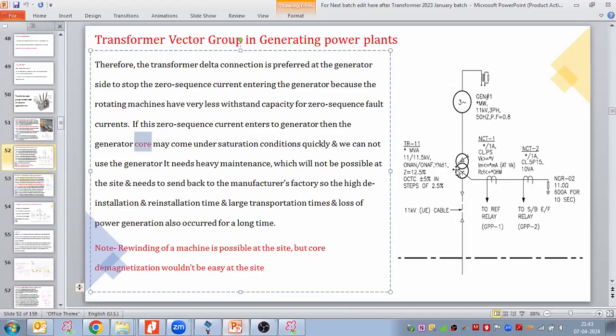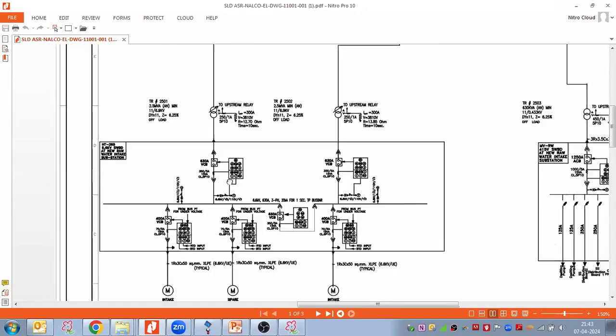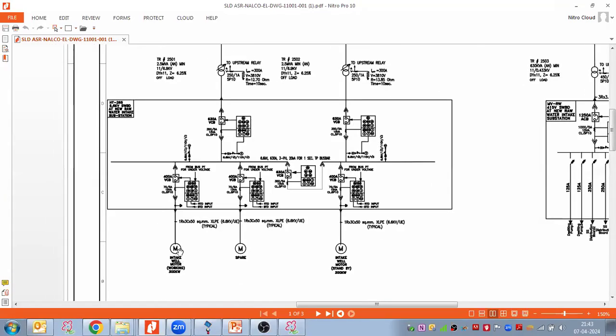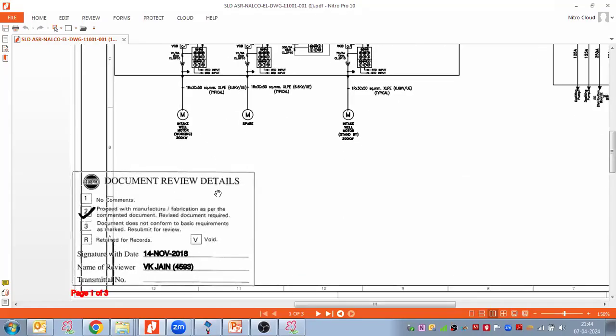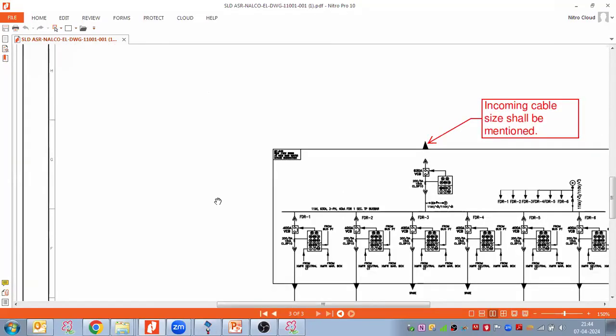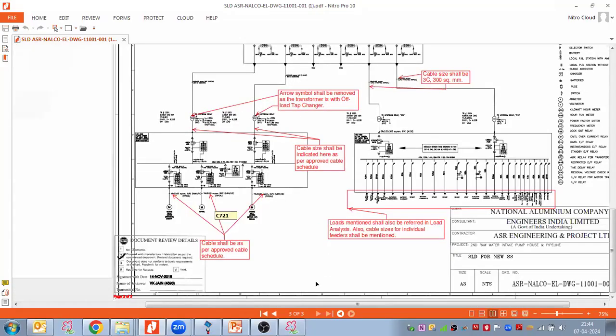Am I clear with the generator, transformer, NGR? The same concept is carried out with another project here, the transformer. In case of generator, we have the motor, which is also a rotating equipment. This is some comment on this facility, meaning the cable size needs to be indicated.